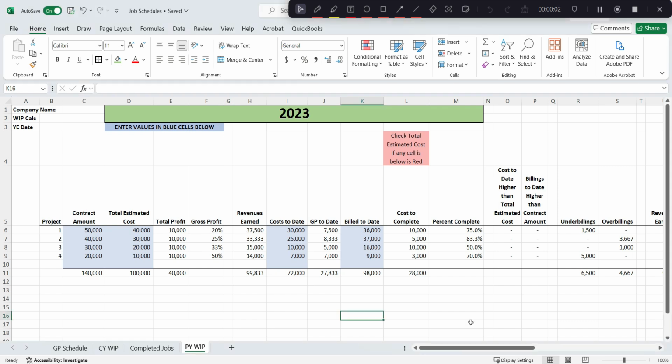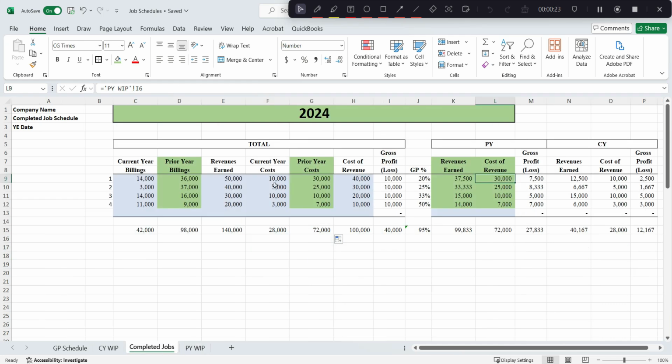The 3 important inputs to have on hand when building current year schedules is the prior year cost to date, prior year build to date, and prior year revenues earned. Now, we're going to fast forward.